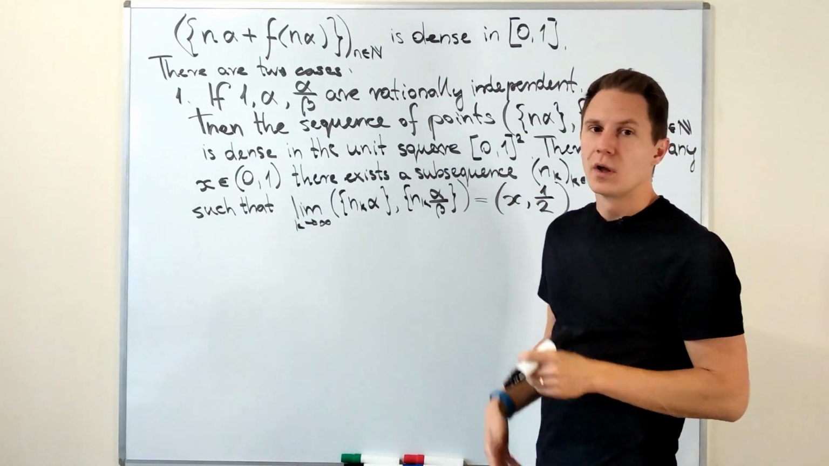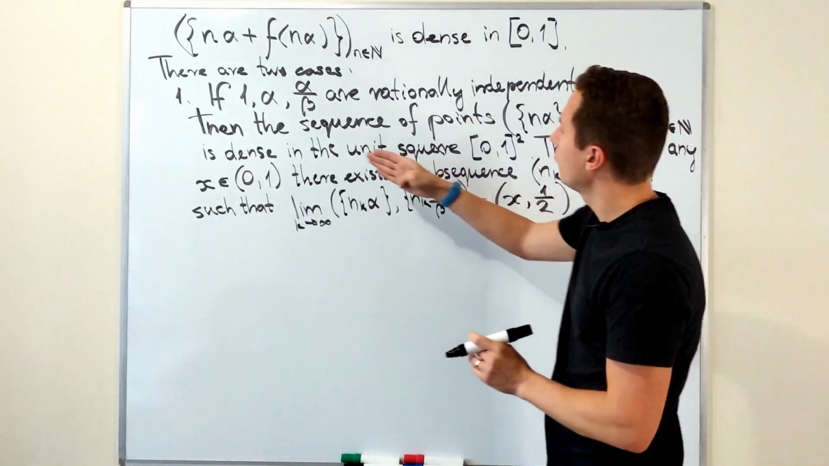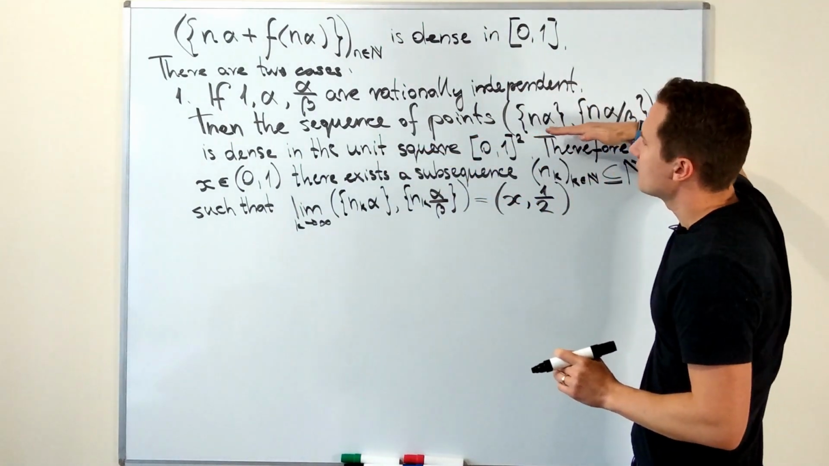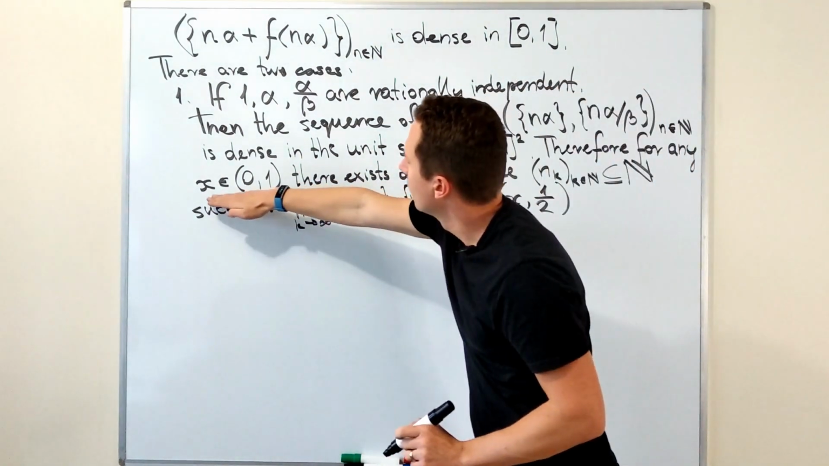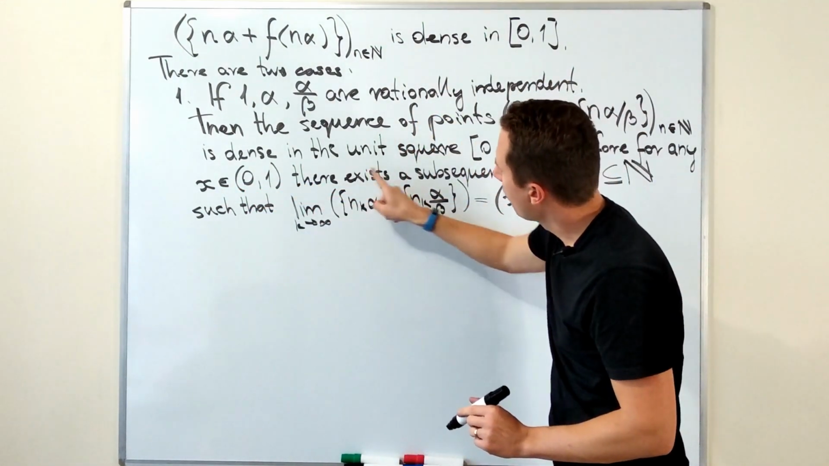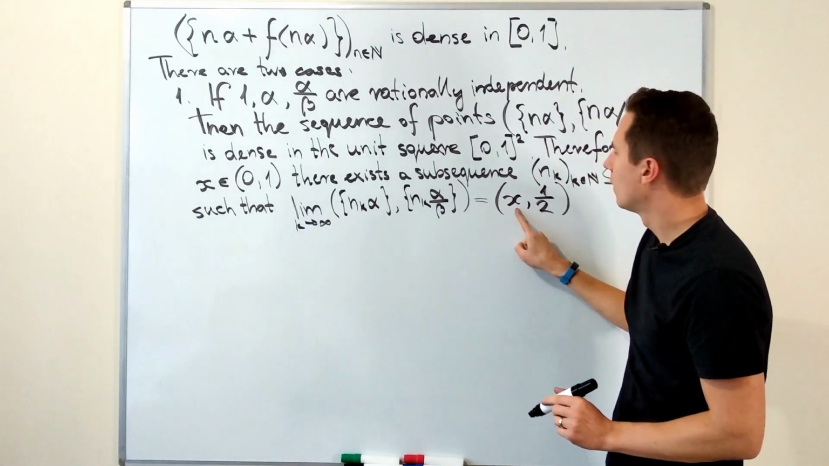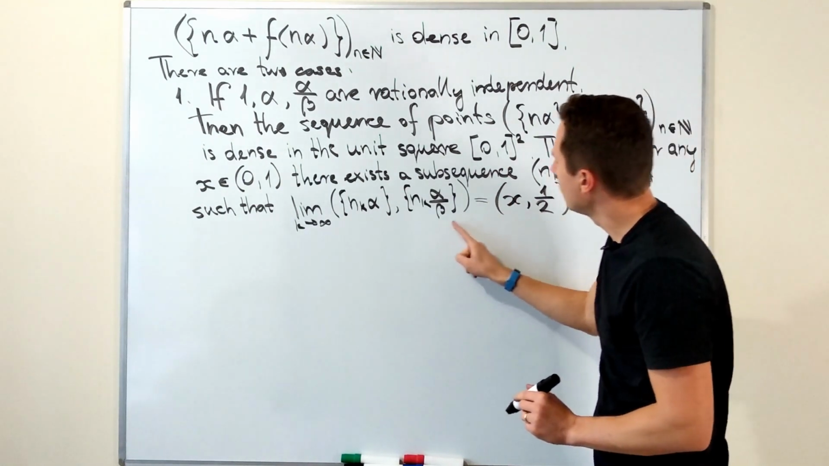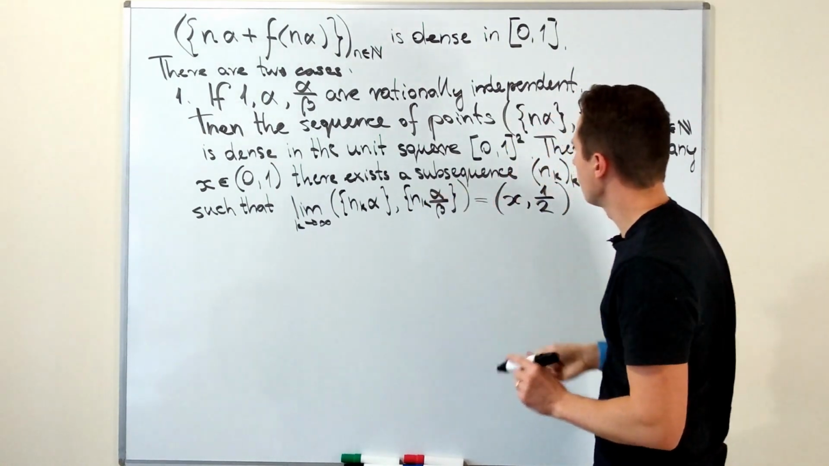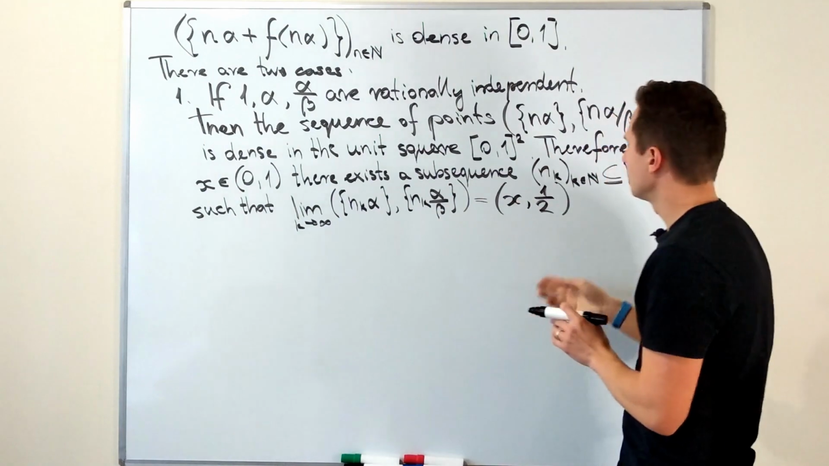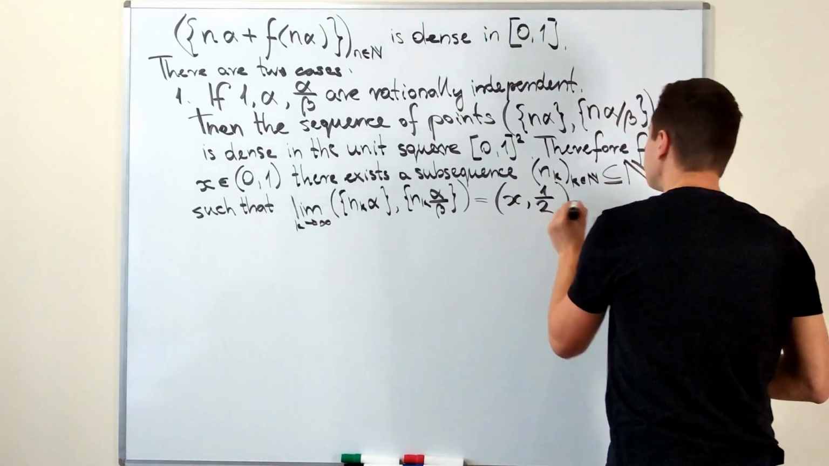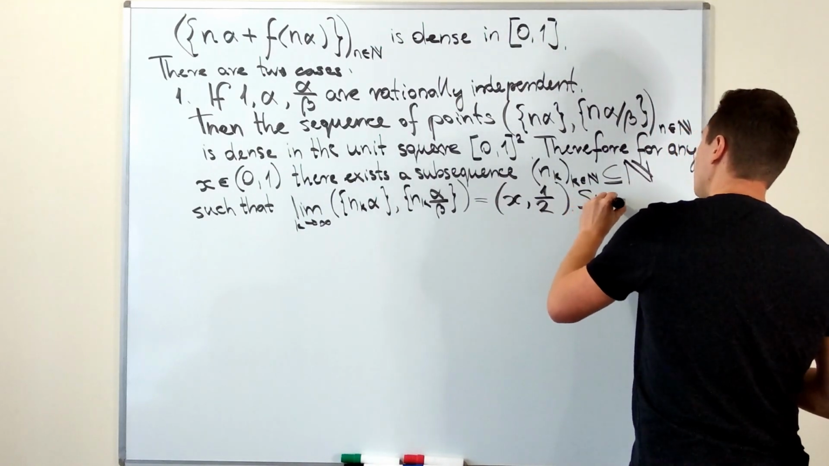Okay, so this is, again, because we have this dense set of points in the unit square. For any number x between 0 and 1, we can find a subsequence of the first coordinates so that they converge to x, and for 1/2 we can find a subsequence of those coordinates that converge to a half.